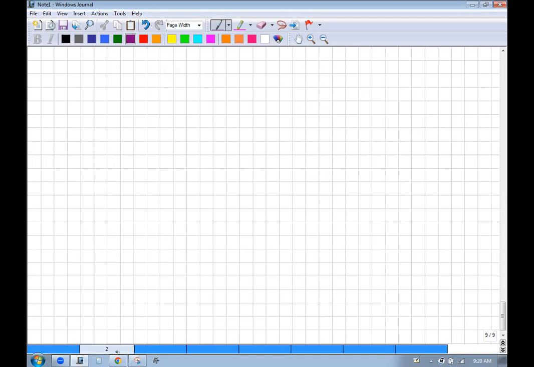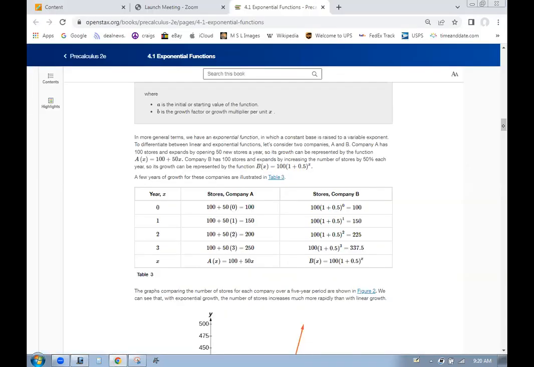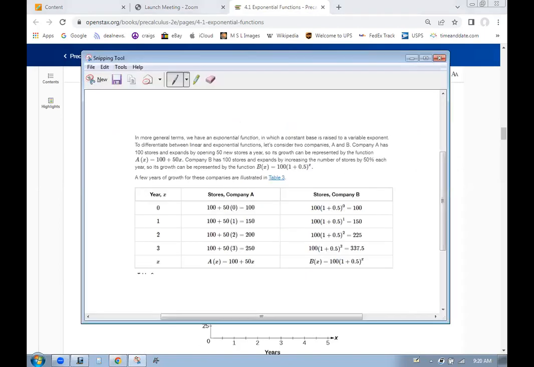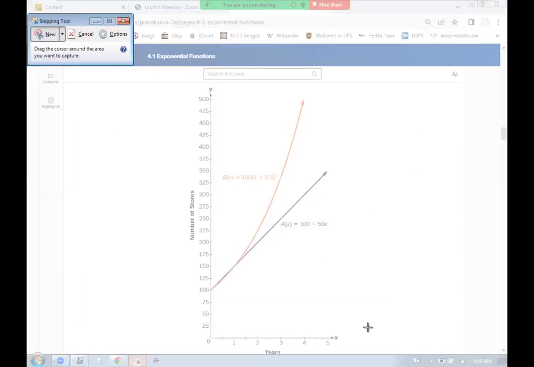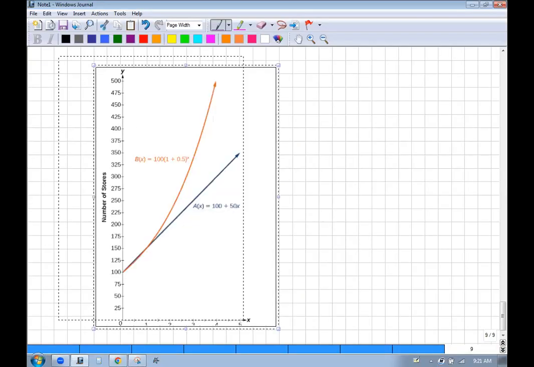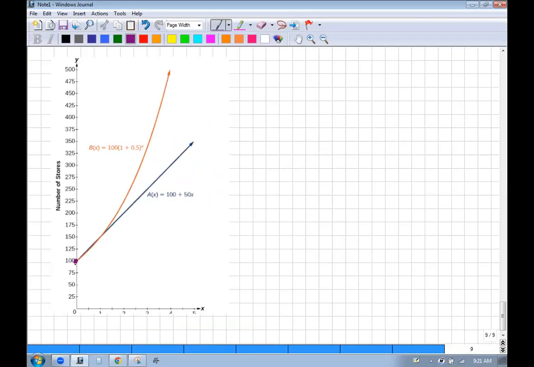Exponential functions are used in all your finances a lot, right, because of compound interest. So you can see here the graphs of these two functions. They both start off at 100, right? But the exponential one, right in here, you can kind of see the exponential is less than the linear one, but by the time you get this far, the exponential overtakes the linear.